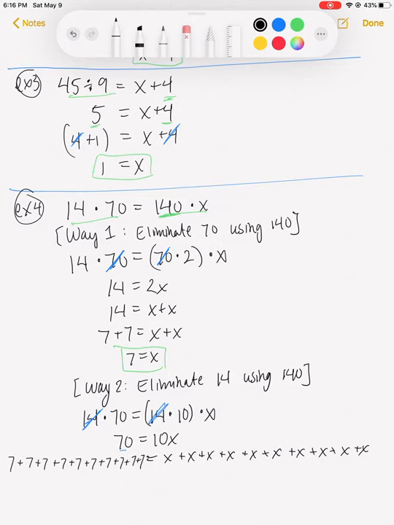Okay, so this is a bit tedious, and so that's why algebra helps us. But when the numbers are small, like in way number 1, then it goes a little bit easier. And because I have 10 7s equal to 10 x's, then each one of those x's must be equal to 7. Okay. Example number 5.